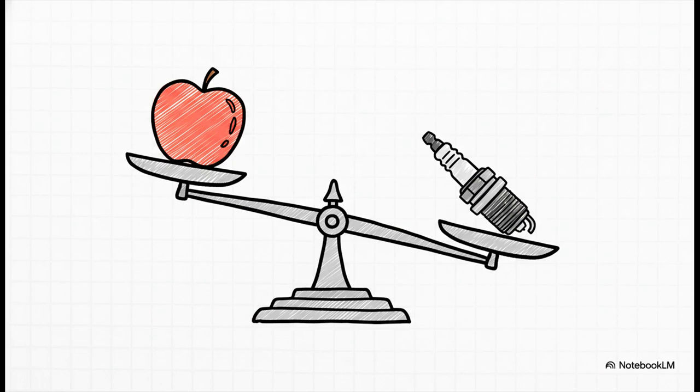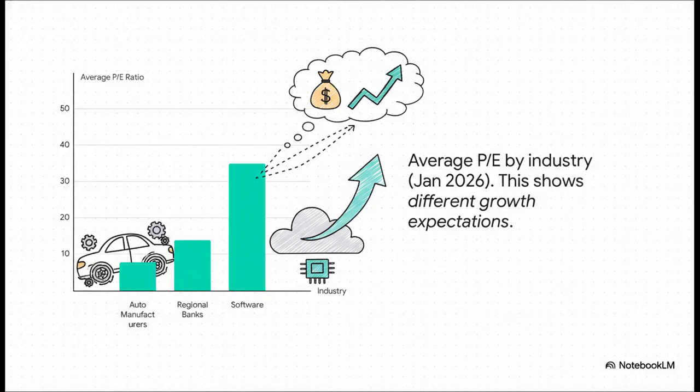Second, and this is a big one, you just can't compare companies from totally different fields. It would be like comparing apples to spark plugs. It makes no sense. Every industry has different growth rates, different profit margins, and that means they all have very different average PE ratios. And this chart just proves the point perfectly. Just look at this. Auto manufacturers, their average PE is around 8. Now look at software companies. Their average is a whopping 35. This does not mean a car company is cheaper than a software company. No way. It just means investors have completely different expectations for how much each of those industries is going to grow in the future.